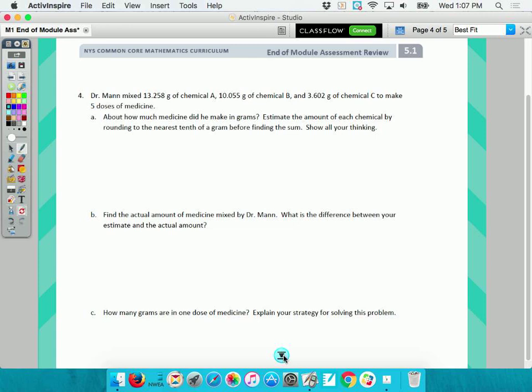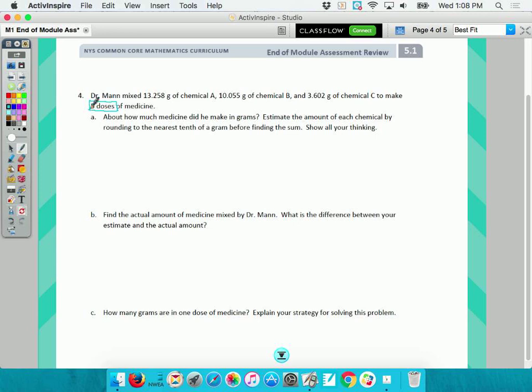Okay, so let's look at it. He mixed 13 and 258 thousandths grams of chemical A, 10 and 55 thousandths grams of chemical B, and 3 and 602 thousandths grams of chemical C to make 5 doses of medicine. Now don't forget that. How many doses did he make? 5. So that means you could take it 5 times with the amount he's making. Maybe once a day for 5 days.